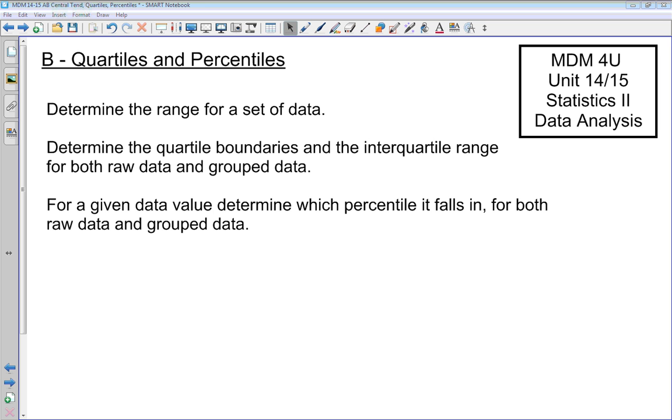And an extension of quartiles are what are called percentiles. So again, for a given data value, we want to determine what percentile it falls in for both raw data and for group data.